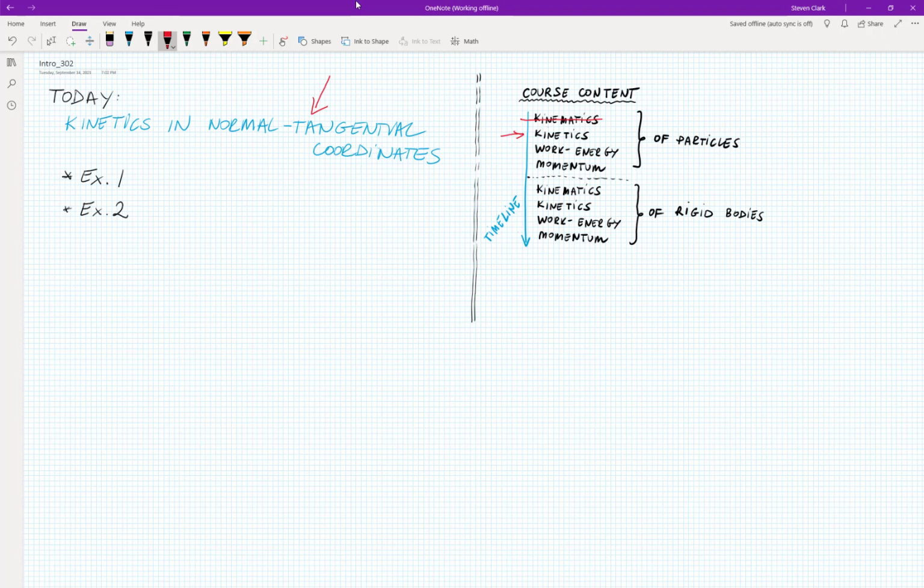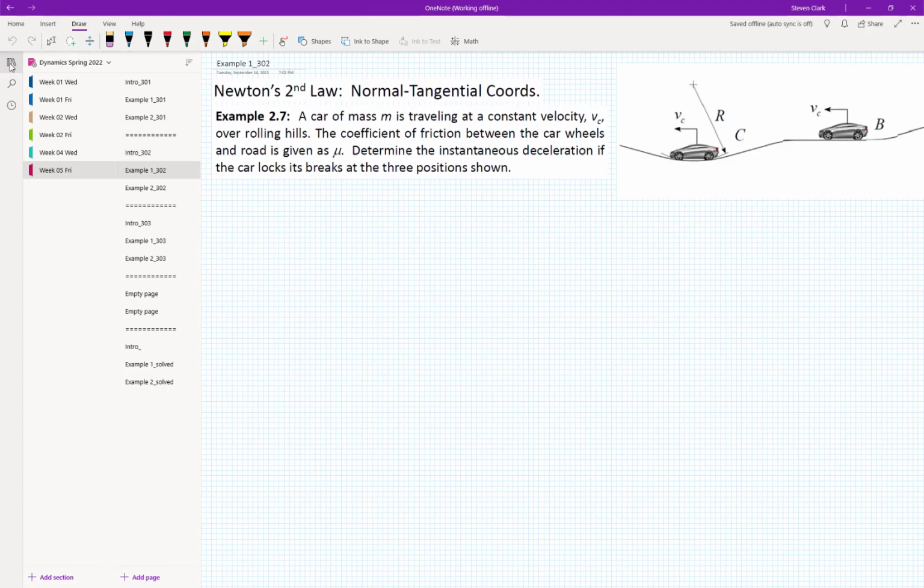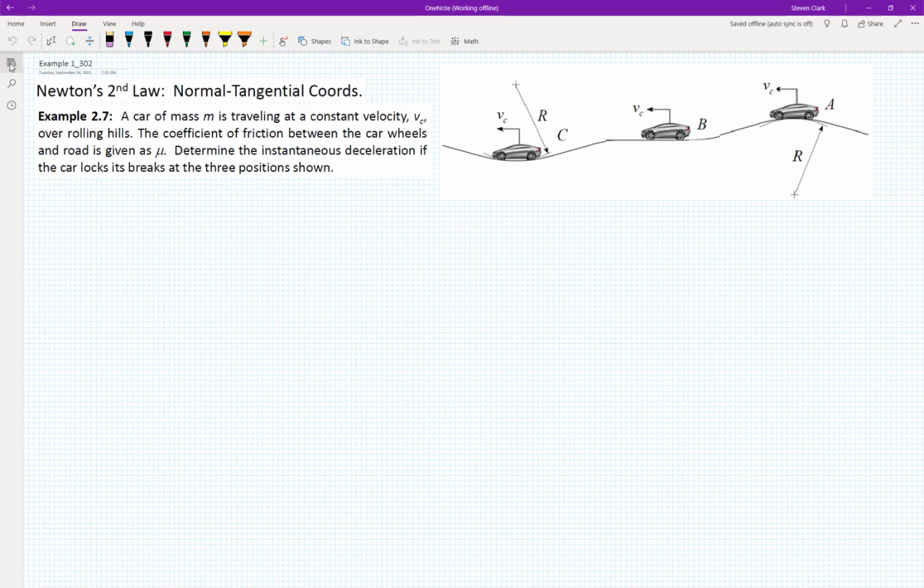And we will solve example number 1 and example number 2. No lecture review today because I will just cover lecture review while solving the problems. Without further ado, example number 1. As usual, please read and understand the problem statement before we start our solution.